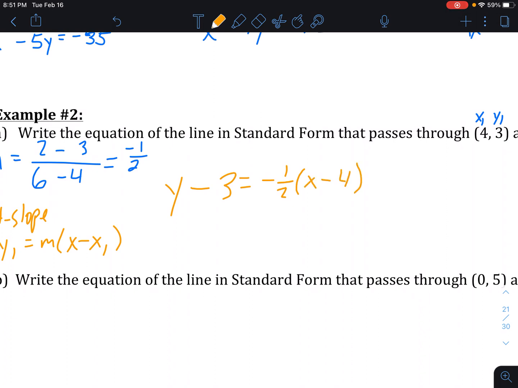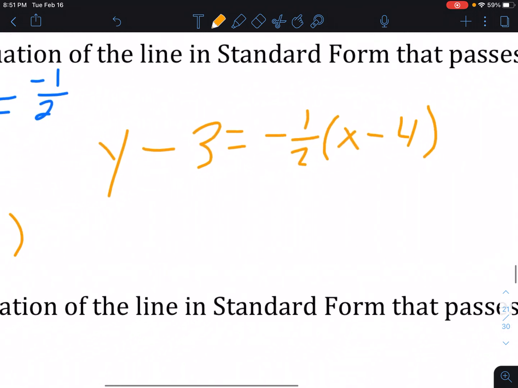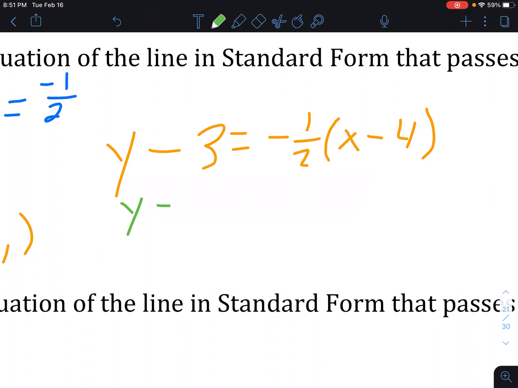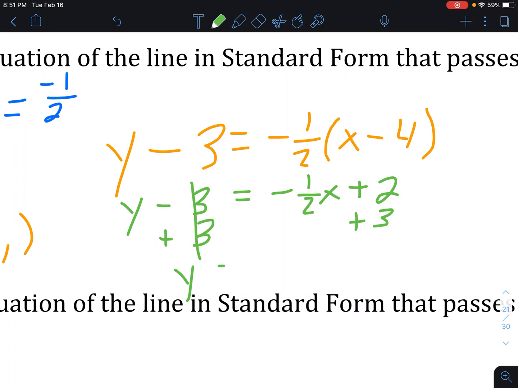Now, we're going to take this in point slope form and work our way to standard form, ax plus by equals c. It's going to take a few steps. All right, so what can I do? Let's distribute, get rid of parentheses. Distribute negative 1/2, so negative 1/2 times x. And then negative 1/2 times negative 4 is positive, 1/2 of 4 is 2. Then we're going to add 3 to both sides. So y equals negative 1/2 x plus 5.